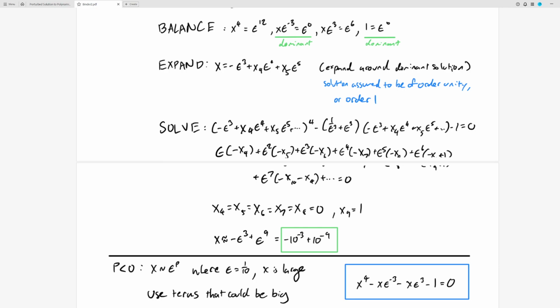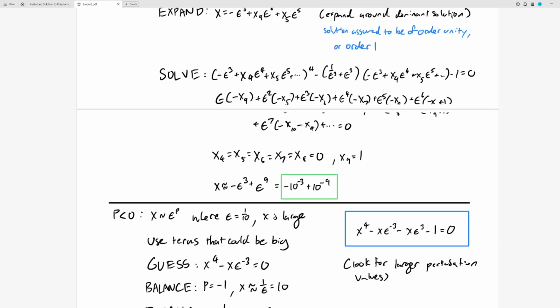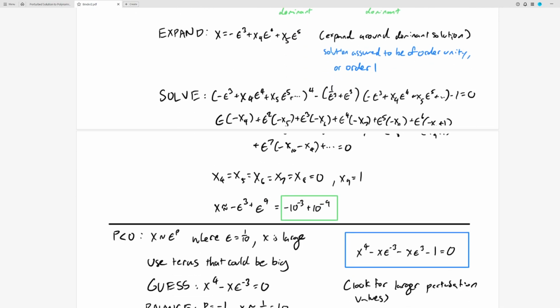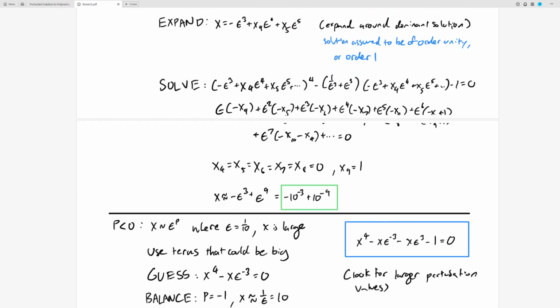So that means that x9 is going to be 1. And if x9 is 1, well, what's x9? x9 is going to be e to the 9th. So now we can solve for this solution where x is approximately negative e to the third plus e to the 9th, which is definitely within the plus or minus range of this solution. Okay, cool. So we got one root.